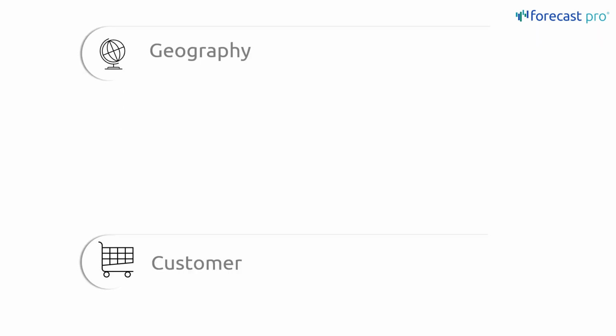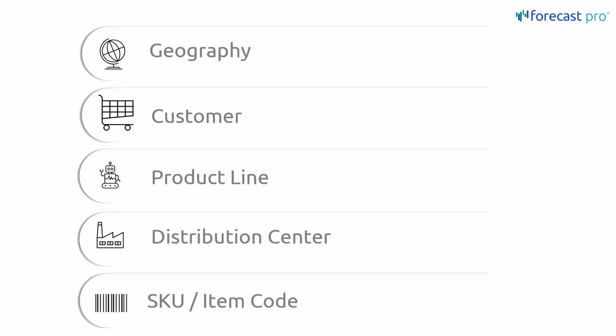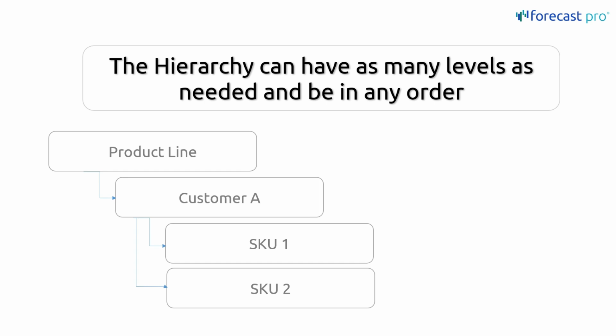Some of the more common ones are geography, customer, product line, distribution center, and SKU or item code. However, how you structure your hierarchy is up to you. It's also important to note that the number of levels in your hierarchy is your choice, although we typically see that anywhere between 2 and 8 tends to be ideal. And based on the categories that you choose to put in your hierarchy, you can have them in any order.